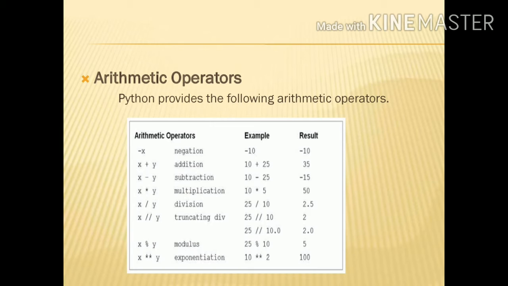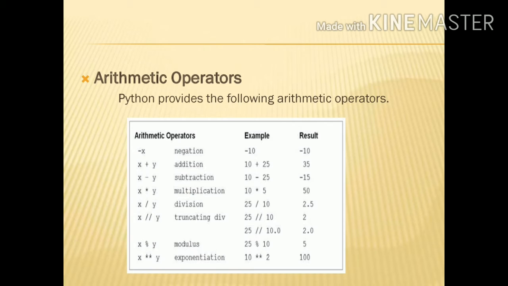5 plus 3 is equal to 8, where 5 and 3 are the operands and the plus symbol is the operator, and the equal to is an assignment operator. We have certain arithmetic operators.